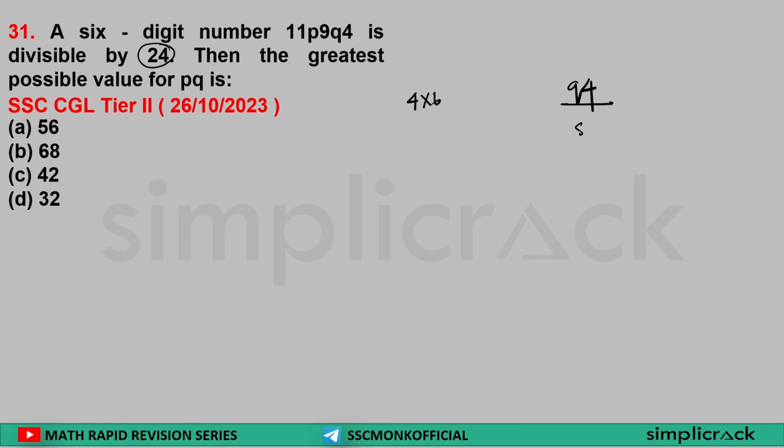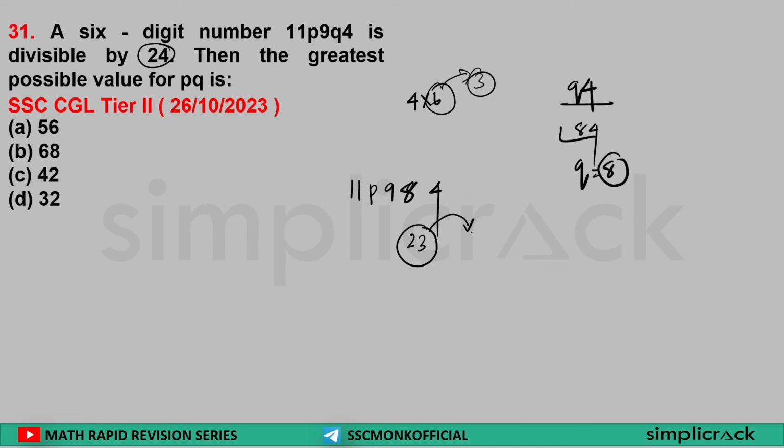Now see, we are talking about the greatest possible value. Sir, if I take it as 84, it can be divisible by 4. 94, it is not possible. So Q's maximum value is 8. Sorted? Yes or no? Yes. So now 11P9Q4, Q in place of 8, 4 is my answer. Now this is divisible by 6 means what? This is also divisible by 3. That means the sum of all digits will be divisible by 3. Sir, 1 plus 1 is 2, plus 9 is 11, plus 8 is 19, plus 4 is 23.